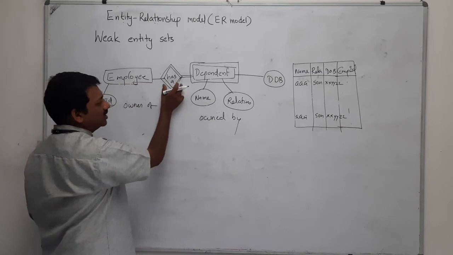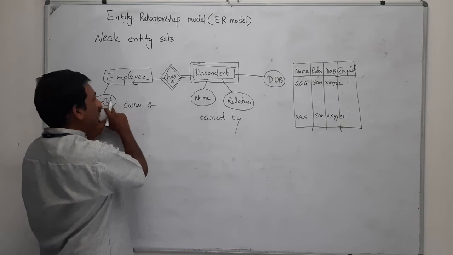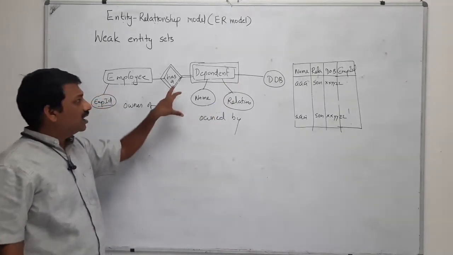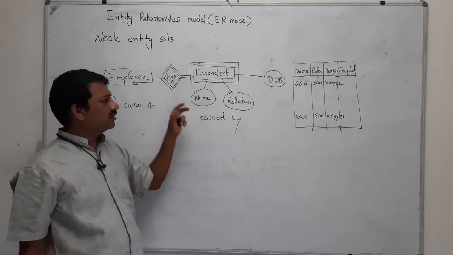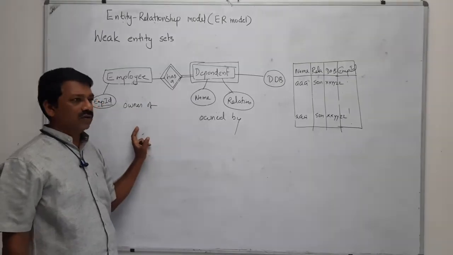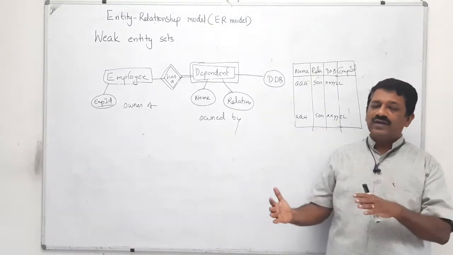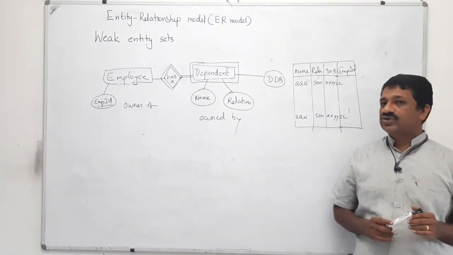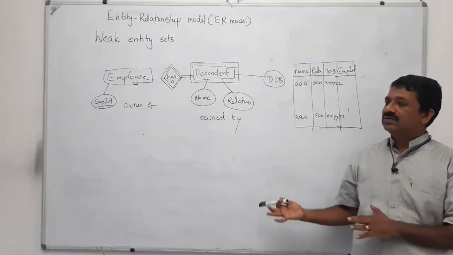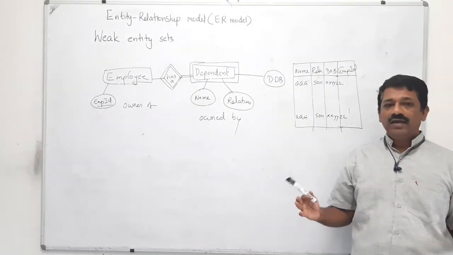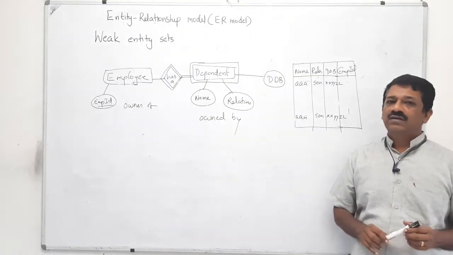Or here you can have a relationship. In that relationship, that means there is a mapping from employee ID to that dependent. In that case also, this weak entity set can become strong. That means a weak entity set does not exist if it is not attached to a strong entity set. Strong entity set can exist without any help from other entities, but weak entity sets are dependent on the other strong entity set.